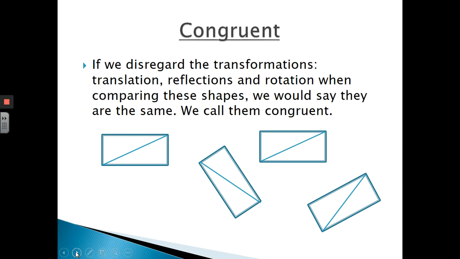Okay, another vocabulary that you might come across is the word congruent. So if we disregard the transformations, so translations, reflections, and rotations when comparing these shapes, we would say they are the same. We call them congruent.